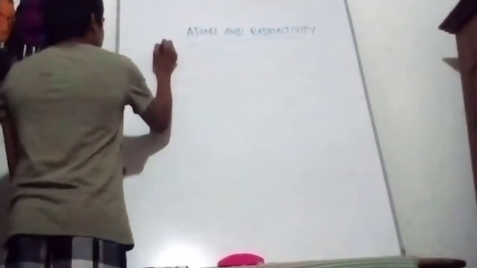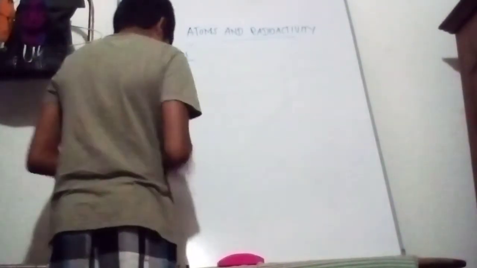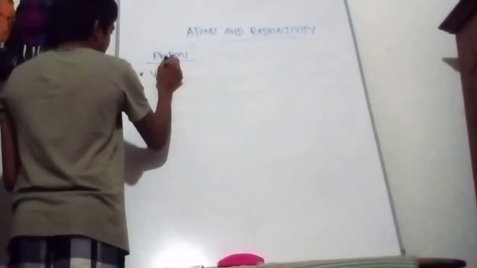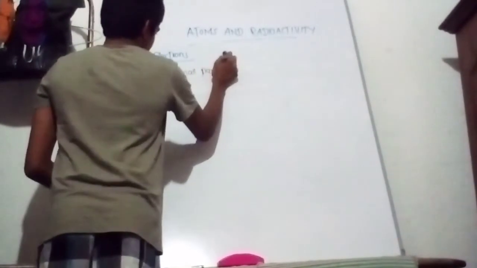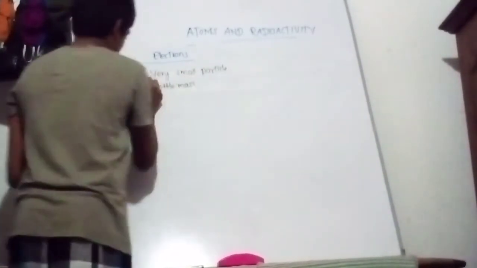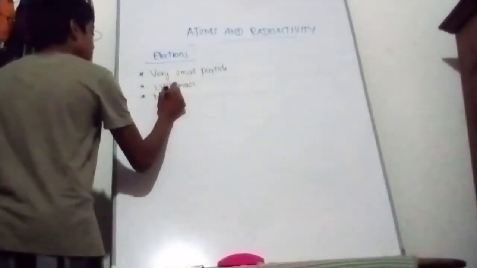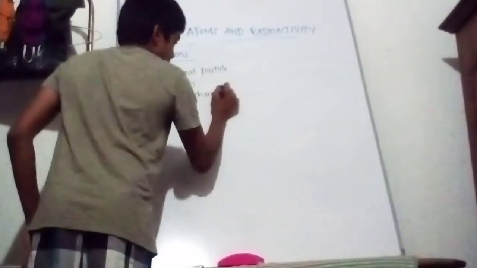First we'll go for electrons. It is a very small particle. It has a small mass, as you saw in the previous table, it was just 1. And it has a negative charge, -1. You saw it, right?